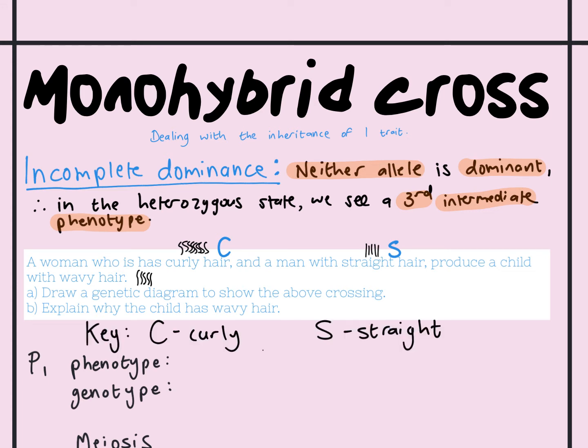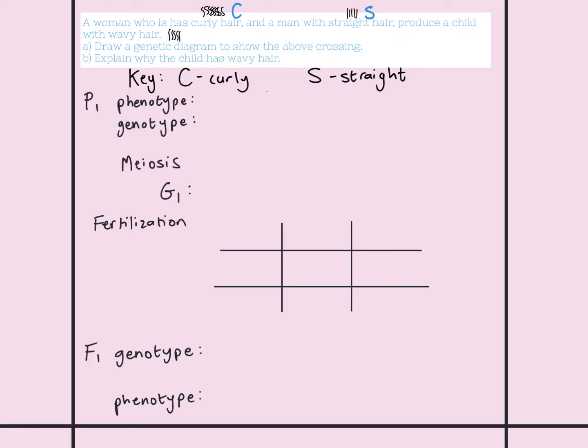So if someone has the C alleles, remember we always have two alleles in a genotype, they will have curly hair. If they have the two S's, they will have straight hair. If they have a combination, they will now have wavy hair. But let's dive into the cross. So the phenotype of the parents, we read straight from the question. The woman has curly hair, the man has straight hair. So we write that as our phenotype. Curly hair, having a baby. Remember that X shows mating, having a baby with someone who has straight hair.